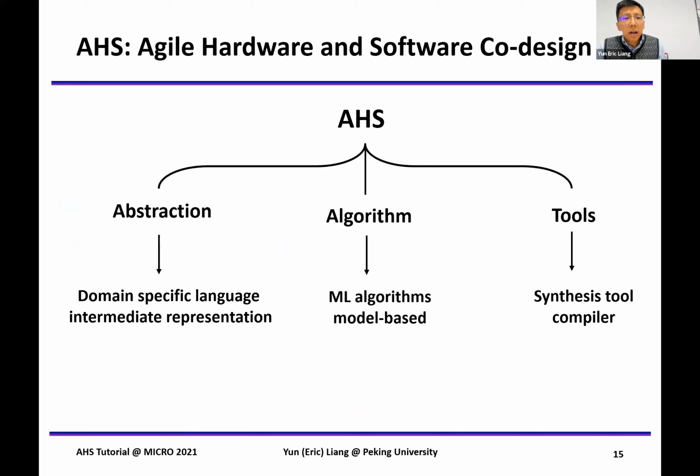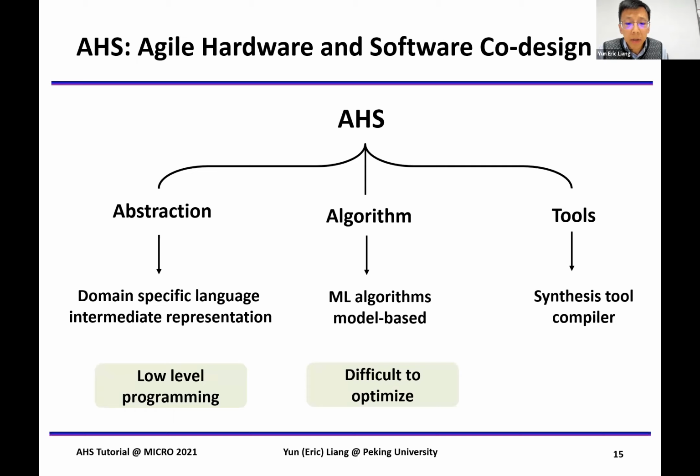In the last few years, my group has been mainly working on AHS, an Agile hardware and software co-design framework. In AHS, we leverage high-level abstraction, in particular a domain-specific language and an intermediate representation, to address the challenge of low-level programming. We use machine learning algorithms to address the challenge of optimization difficulty. And we use automatic synthesis tools and compilers to address the challenge of manual implementation.